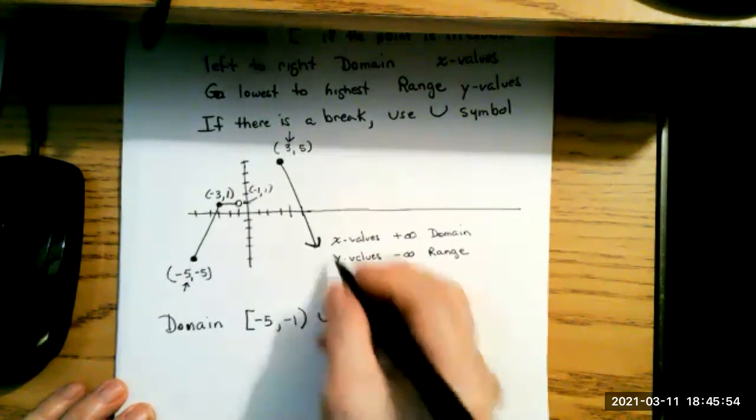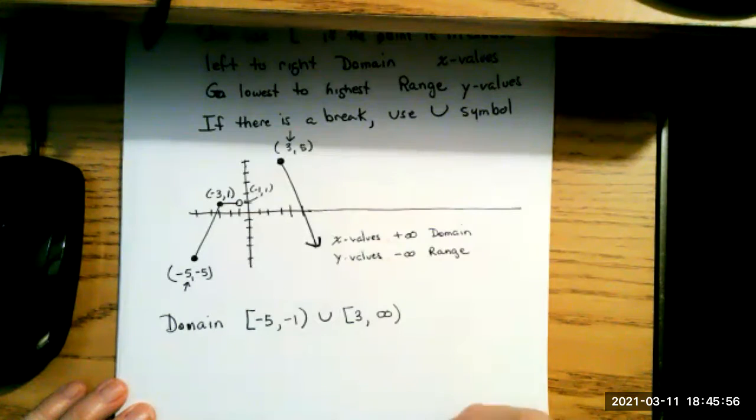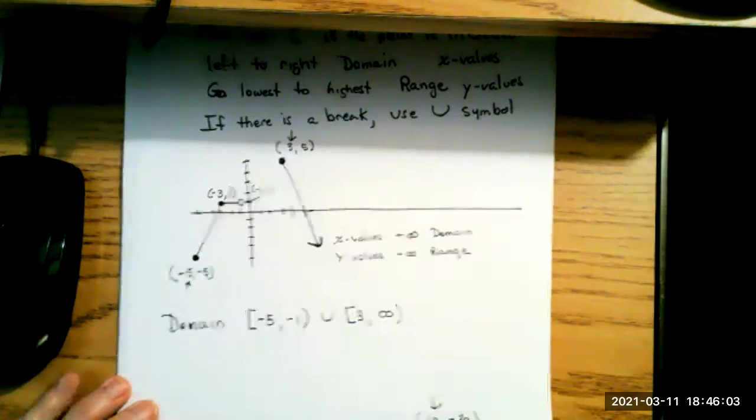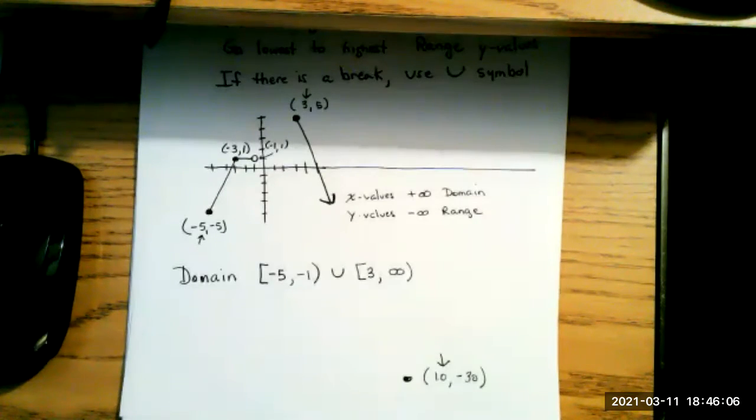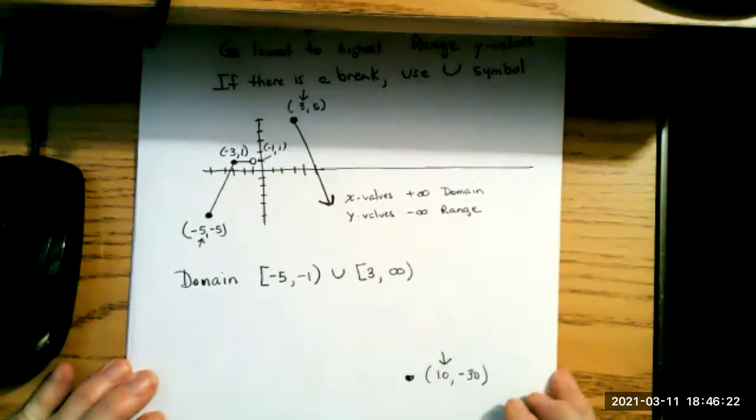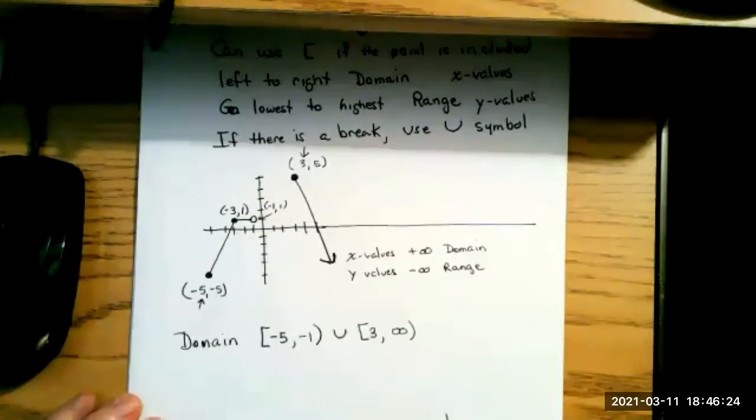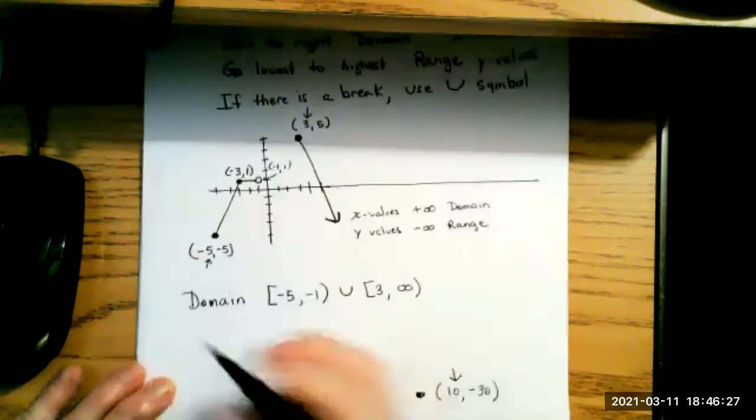So if I had a point on my graph down here, it might be 10, -30. But do you see my X values, which is what I'm looking at, are going to get larger toward the positive side. My Y values are getting to the negative side, but my X values are going on the positive side. So if the point is not included, it's just like traditional parentheses, correct? Yes. And you always use a parentheses with infinity.